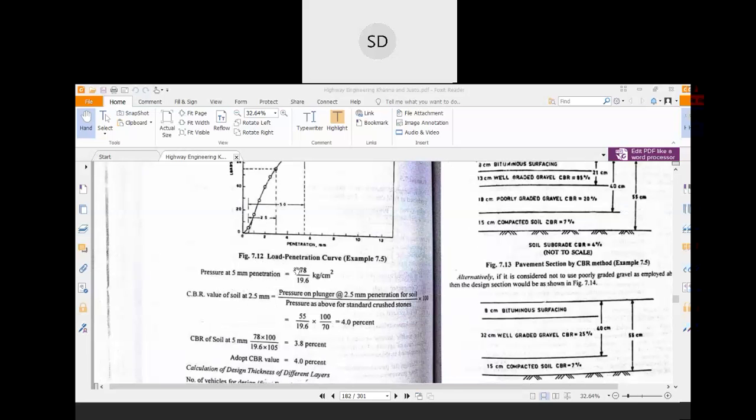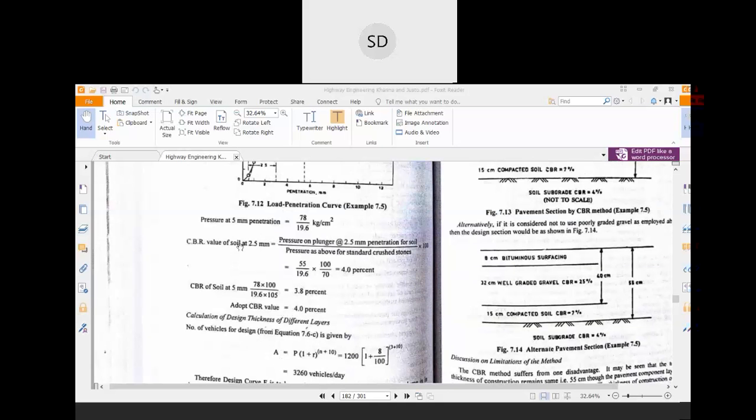Now for the standard load, your standard loading value is 1370 kg. Either you can use the pressure values, or you can use the load values. It is found that the CBR value at 2.5 mm penetration is 4%, and the CBR value at 5 mm penetration is 3.5%. Now as the CBR value at 2.5 mm penetration is more than the CBR value at 5 mm penetration, this result is accepted, and your CBR value for the subgrade soil is 4%.